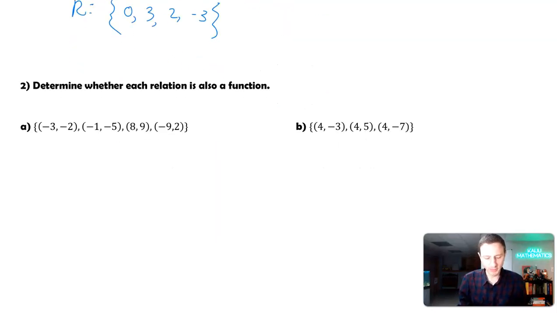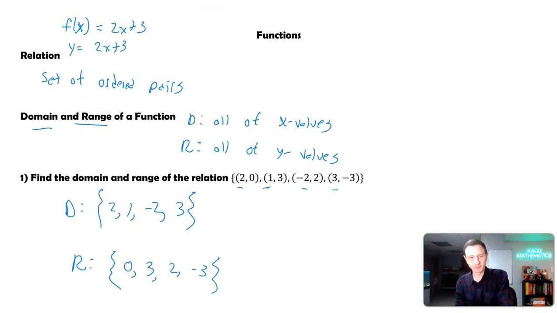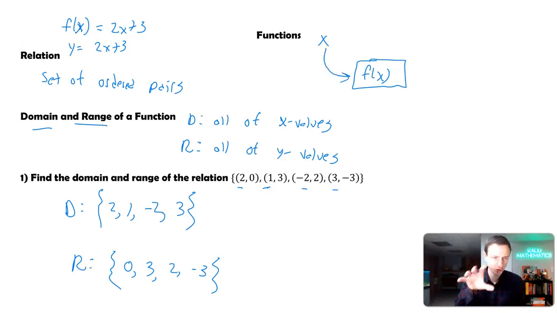Now, determining whether a relation is a function. So when we have a function, let me go back up to the top here. I like to think about a function being like a machine. So what happens with a function is we take an x value, we plug it into this machine, and out pops a y value, creating an ordered pair.